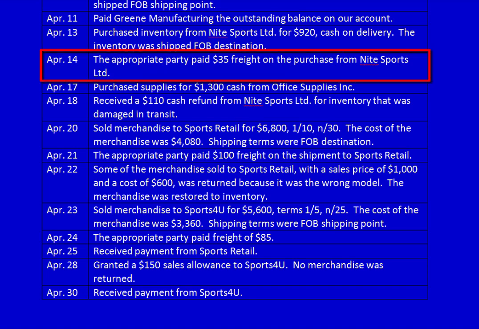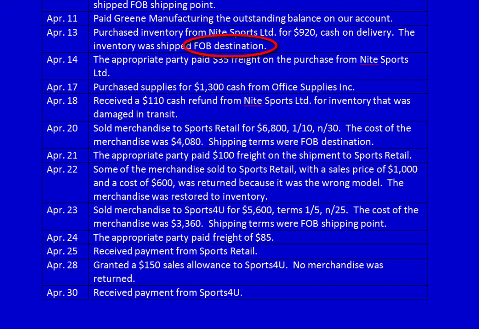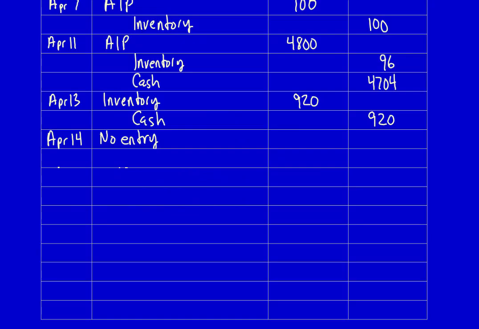April 14th, the appropriate party paid $35 freight on the purchases from Knight Sports Limited. Who is the appropriate party? Knight Sports shipped it FOB destination. That means that they're responsible for the inventory while it's in transit. They're responsible for damages that happen to the inventory in transit, and they are responsible for paying the shipping fees. Therefore, April 14th, no entry.